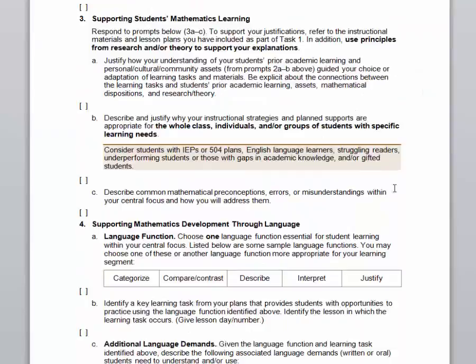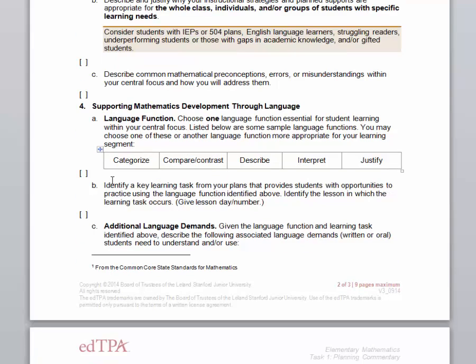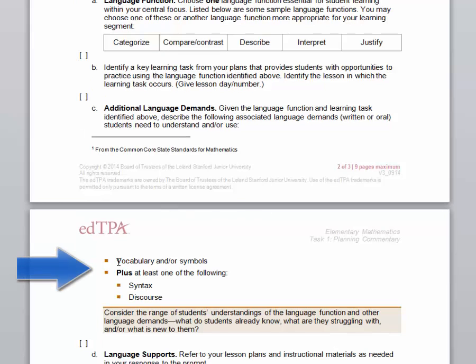I'll scroll down further to talk about academic language. You are asked to choose a language function that is essential during the lesson. The handbook gives you examples. However, if you choose to come up with a different one, that is okay. These are key verbs that the students will engage in. Then coming down to Part C, you're asked to identify any vocabulary terms that you will need to introduce to your students in order for them to be successful.